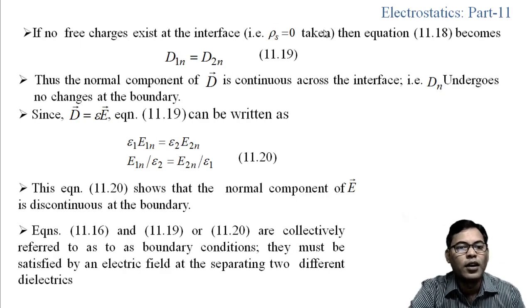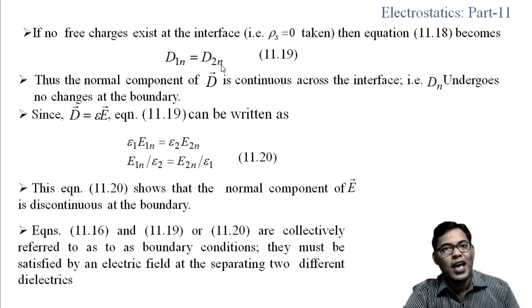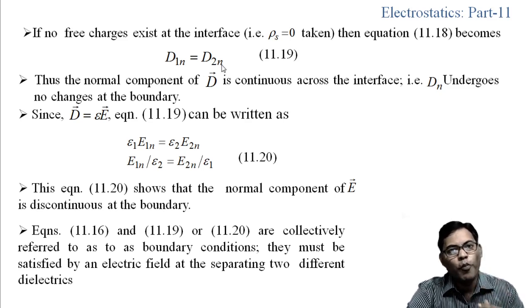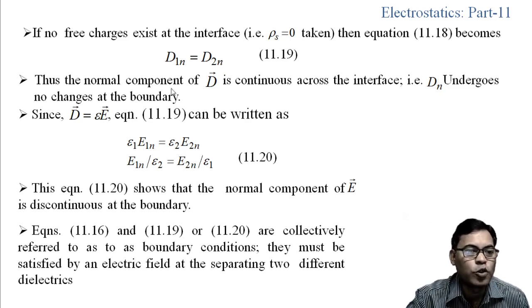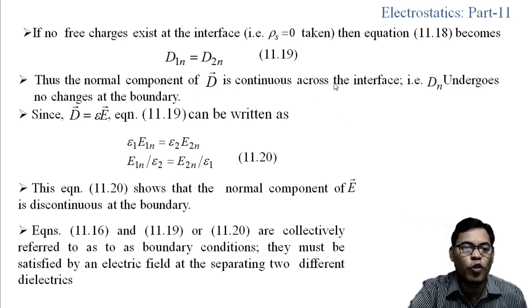So here rho s is equals to 0. Why rho s is equals to 0 I have discussed. So as rho s is equals to 0, d1n equals to d2n. So we can see that the normal component of the flux density is same in medium 1 and medium 2. So that is written here. The normal component of D is continuous across the interface, that is dn undergoes no change at the boundary.